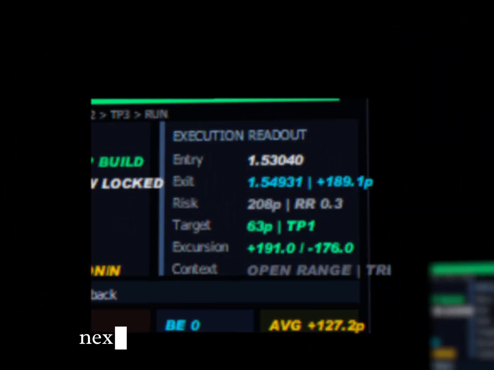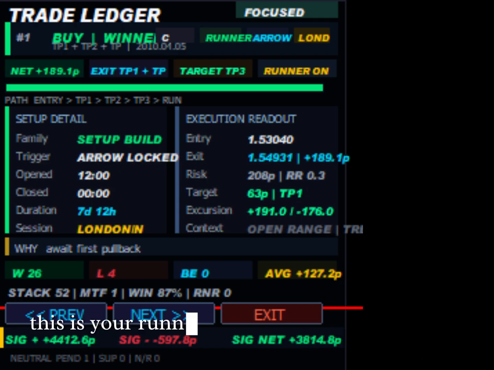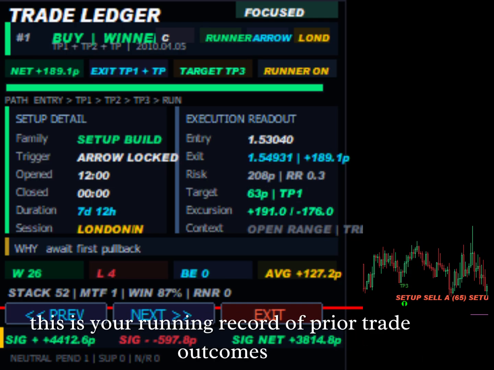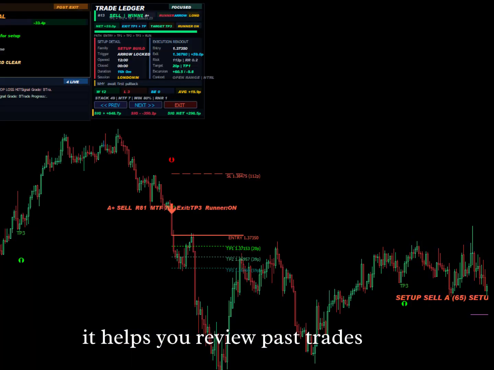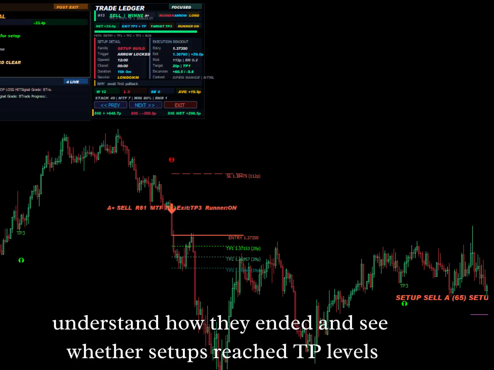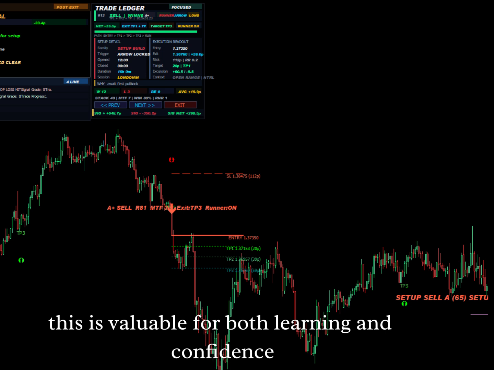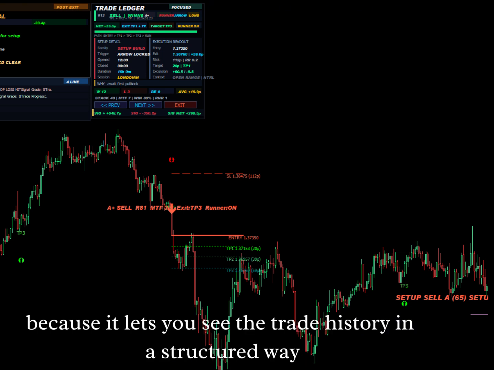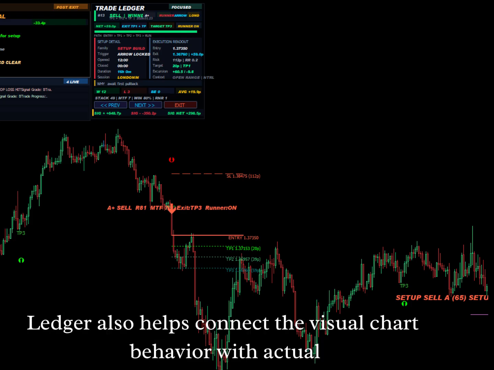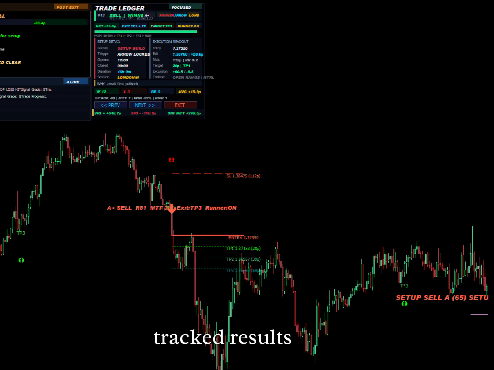Next is the Trade Ledger panel. This is your running record of prior trade outcomes. It helps you review past trades, understand how they ended, and see whether setups reached TP levels, break-even, or other outcomes. This is valuable for both learning and confidence because it lets you see the trade history in a structured way. The Trade Ledger also helps connect the visual chart behavior with actual tracked results.